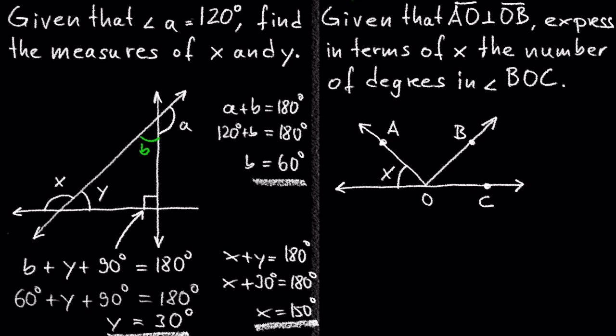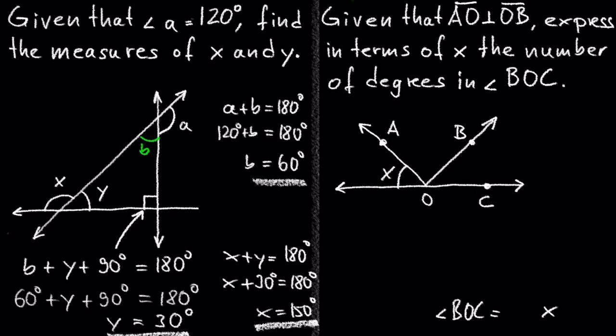Given that the line segment AO is perpendicular on the line segment OB, express in terms of x the number of degrees in angle BOC. What does it mean to express in terms of x the number of degrees in angle BOC? It means that we have to have at the end angle BOC equals something with x. Okay, let's dive into it. We have to be careful here. X and this angle are not the same. Don't get fooled by the sketch.